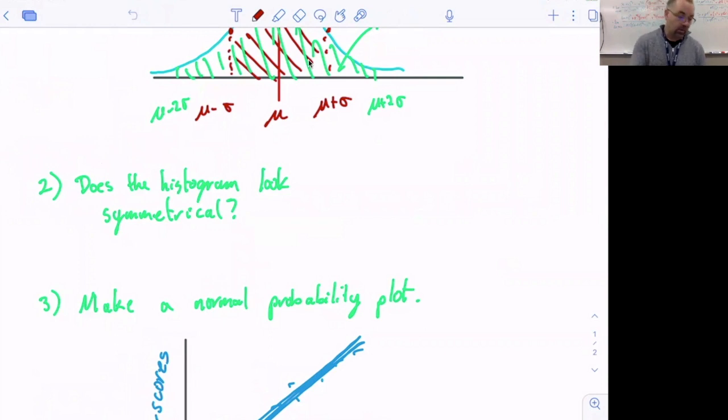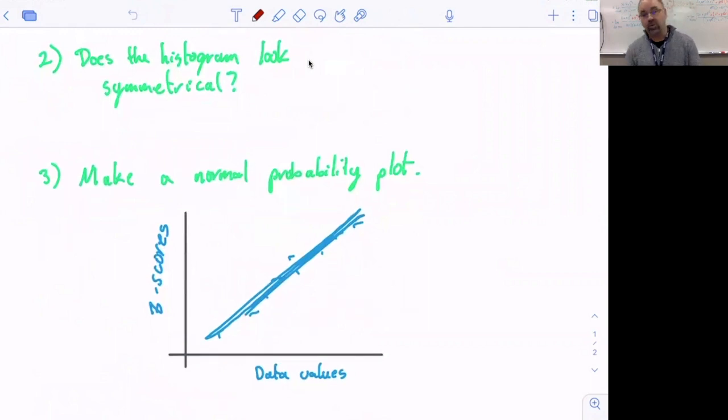Option 3, make the normal probability plot. Your calculators are very good at this. They do a nice job. The Inspire even draws the line of best fit through the z-score data values graph, and you get a real sense for if it's linear or not. If it's not linear, definitely don't try to apply a normal approximation to it.